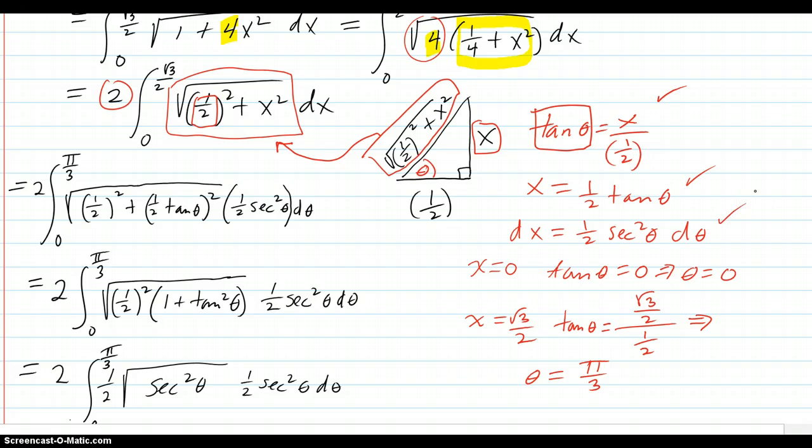We're now going to convert the limits for this substitution. When x is 0, tangent of theta is 0 according to your formula right here. When x is 0, tangent theta is 0. That implies from 0 to 2 pi that theta is 0.